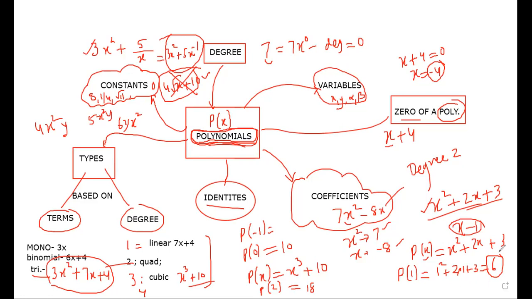Zero is a different thing. x minus 1 is the factor. When is any number a factor of another? You are dividing 10 by 2. What is the remainder? 0. What does it mean? It is a factor of 10. When you divide 10 by 3, will you get 0 remainder? No. When you divide 10 by 3, you will get remainder 1. It means 3 is not a factor.